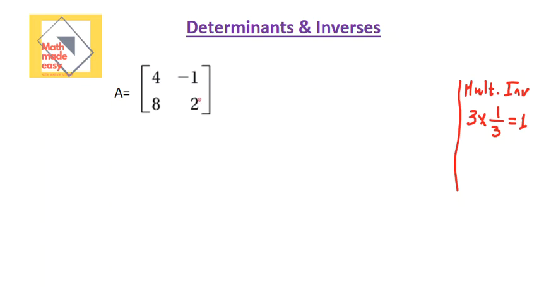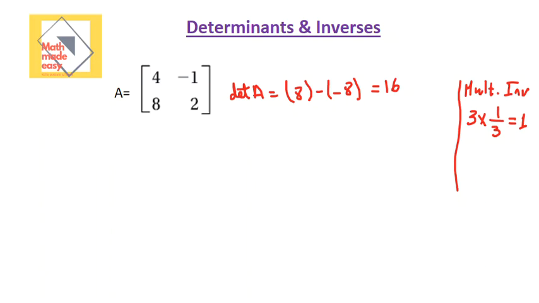Now, to find the multiplicative inverse, we're going to start by finding the determinant of this matrix. Determinant of A, as we have discussed before, is equal to 4 times 2, which is 8. And we're going to subtract from that the other diagonal, which is negative 1 times 8, and that's a negative 8. And together they make the 16. Now, I'm going to use this 16 to be able to find the inverse of this matrix.